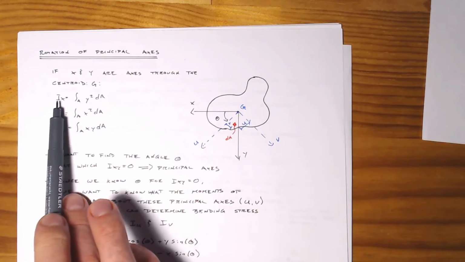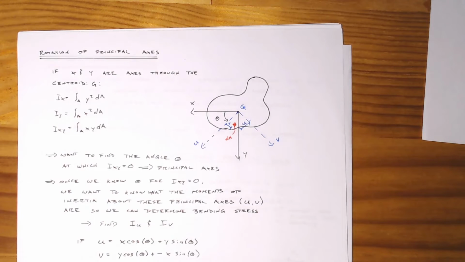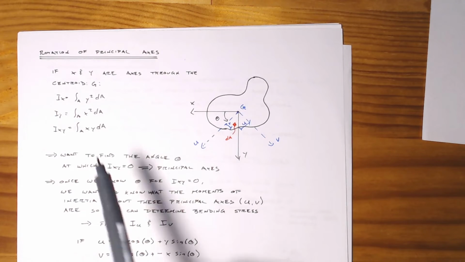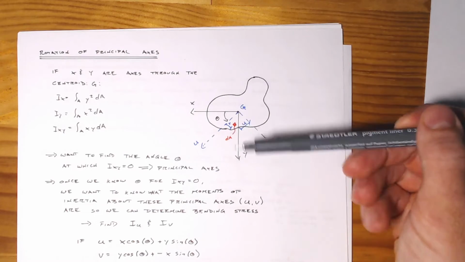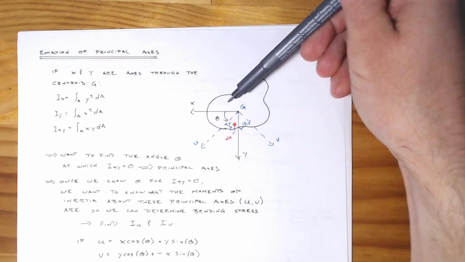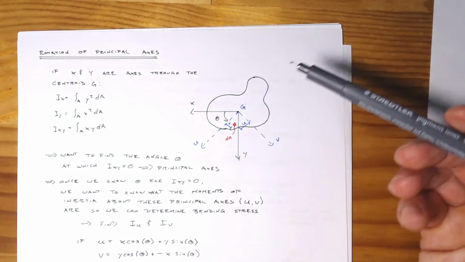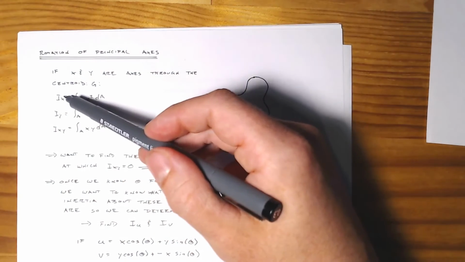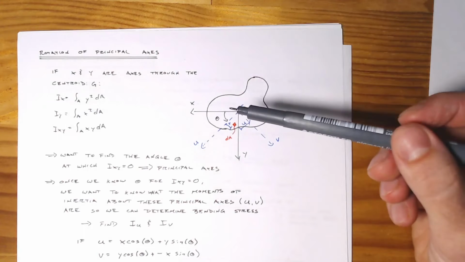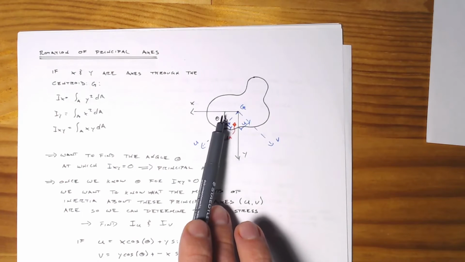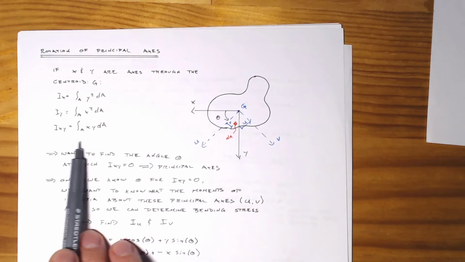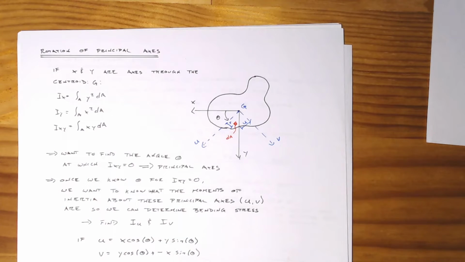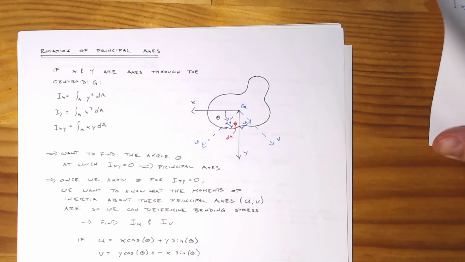Because Ix and Iy are what we use to find bending stress. We know that those are set up relative to these axes. But if the element really wants to bend around u or v, because it naturally wants to bend around the principal axes, we have to change our moments of inertia somehow. Effectively what we're going to do is rotate this around until Ixy equals 0, because by definition, that is when we're at a principal axis.